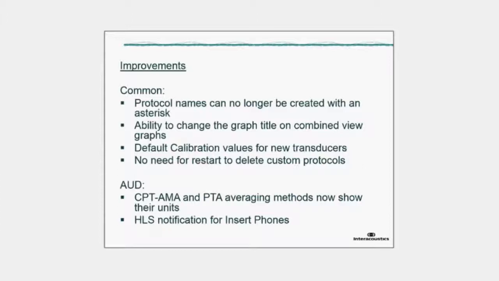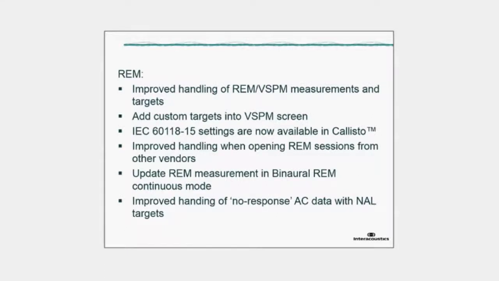Moving on to the next page, we go into the REM module, and we've improved the handling of REM and visible speech mapping measurements and their targets when running multiple measurements. This is more of a usability function. We've added into the Callisto suite, so this was already present in the Affinity and Equinox suite, the ability to add custom targets within the visible speech mapping screen. Also, another feature for the Callisto is we've now got a setup button for IEC 60118-15 settings, and this is typically for percentile analysis.